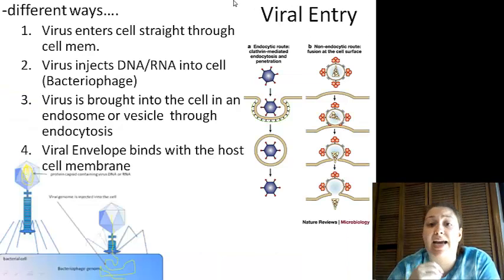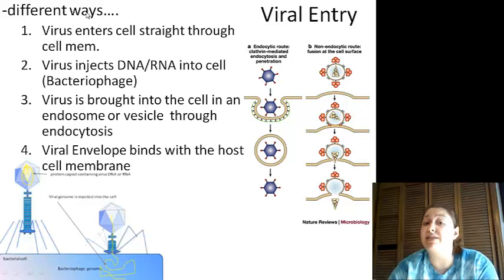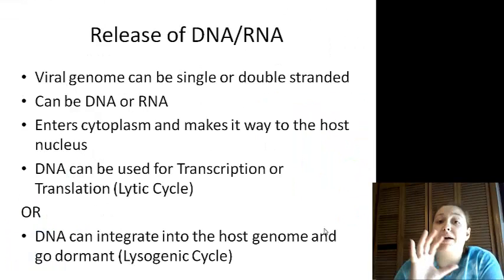There's many ways to actually enter our cells. A virus can enter straight through. A virus can just inject the viral genome, which is down here in these bacteriophages. It has the genome in the top. It sits down, squats down, and injects it into the host cell. The virus can be brought in through endocytosis. Or the viral envelope binds to the host envelope, and as it widens, the viral genome is released into the host cell. That's about getting the DNA in.